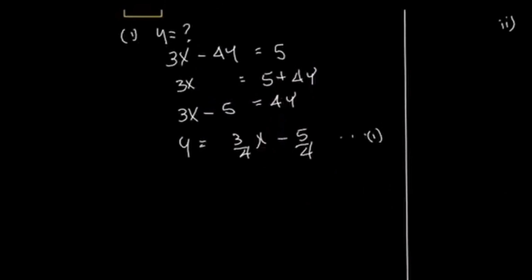Next, we're asked to determine the gradient of that line. So let's just identify the gradient as the coefficient of the x term. So this would be the coefficient of x, which is our gradient, equal to 3 over 4.